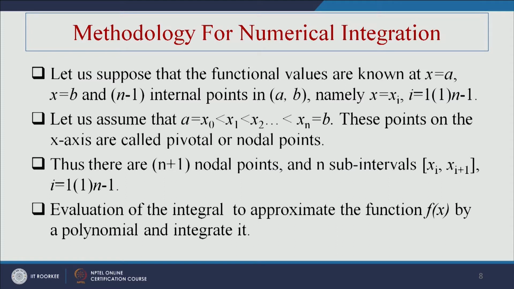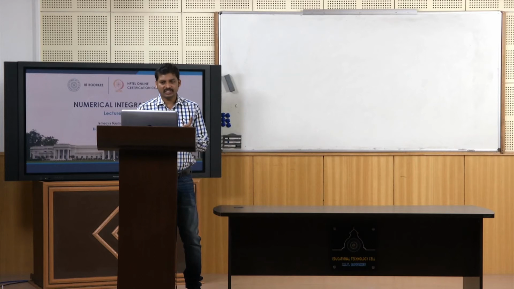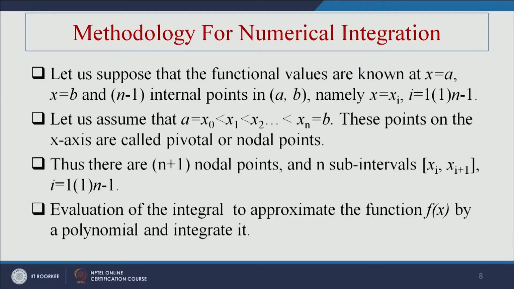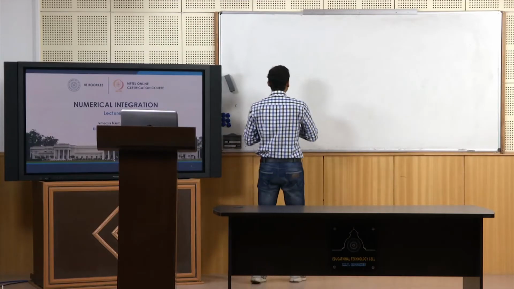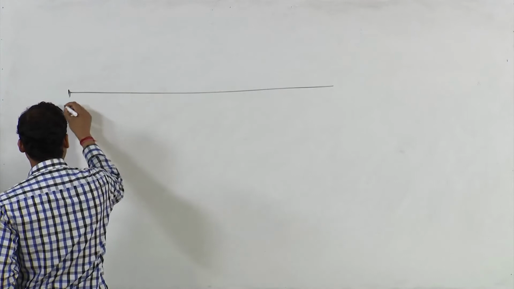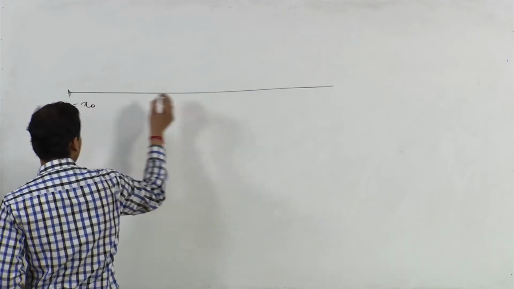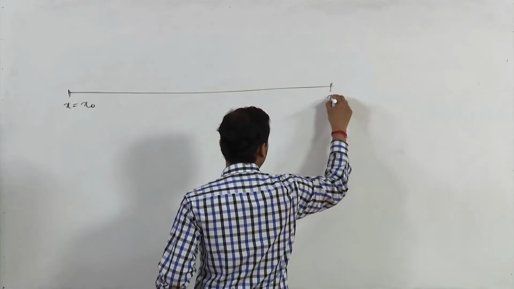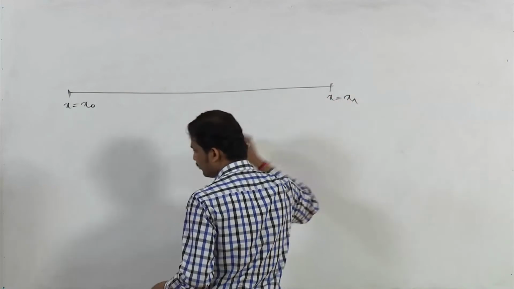This means that there are n minus 1 internal points in AB. Suppose we name these internal points x1, x2 up to xn minus 1. If we visualize this graphically, suppose we have points from x equals x0 to x equals xn.